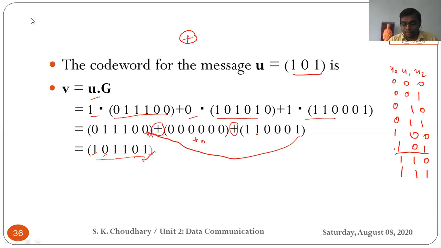Sir, how did you select 101? U equals 101. No, no. You have possibilities from 000 to 111. So we know that there are 8 messages. From the 3-bit message, we can form 8 possible messages. That's why I have written all the messages here. Out of these 8 messages, you can select any message for your justification.